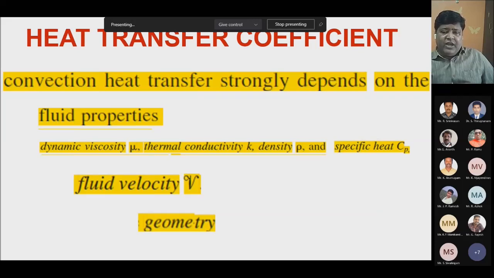That means if I vary one variable, there is an effect that can be seen on the h value. Suppose I select a fluid with a different specific heat capacity, definitely the h value will change. The heat transfer, the absorption capacity, will change. Or if I change the fluid velocity, it will change. If instead of a pipe I replace it with a flat plate, the absorption capacity will change. So you can see there are 6 variables which are affecting h.